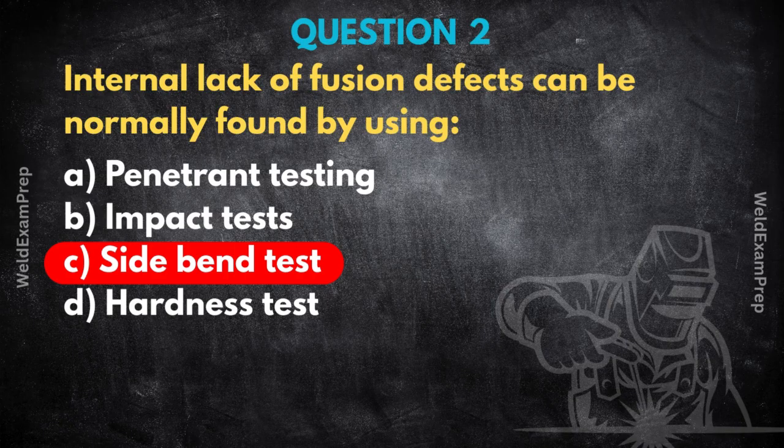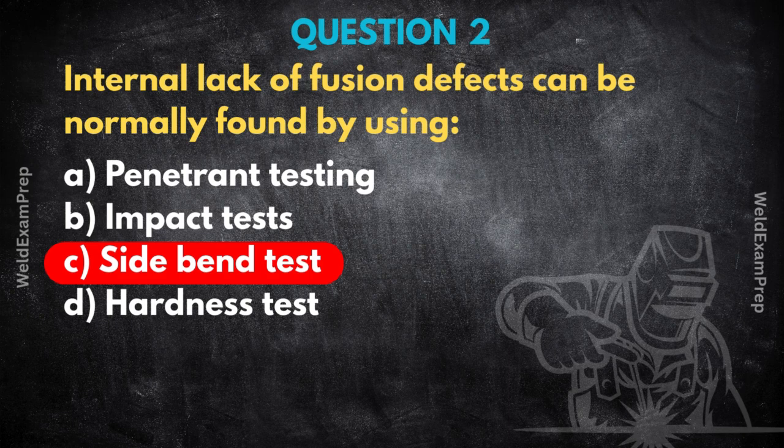Compare that to the others. Penetrant testing, A. Surface only, can't see inside. Impact tests, B. They measure toughness, how much energy the weld absorbs before breaking. A bad weld will likely fail, but it doesn't pinpoint the type or location of the internal flaw like a bend test does. And hardness tests, D. That measures a material property, its resistance to indentation. Useful, but not for finding internal gaps.